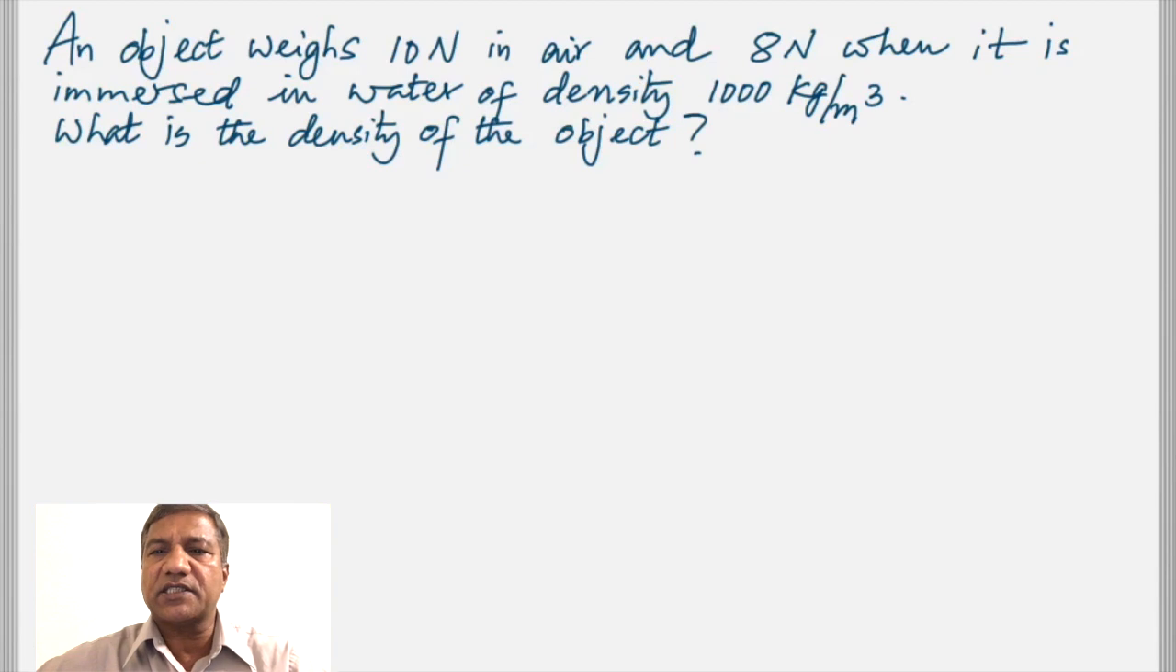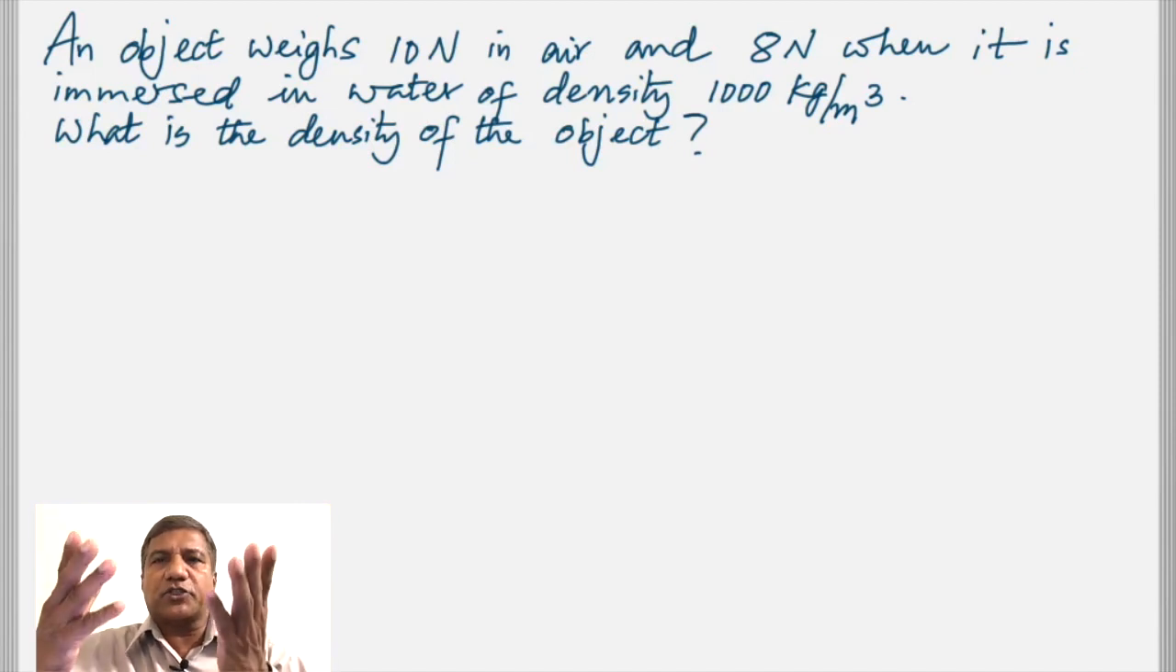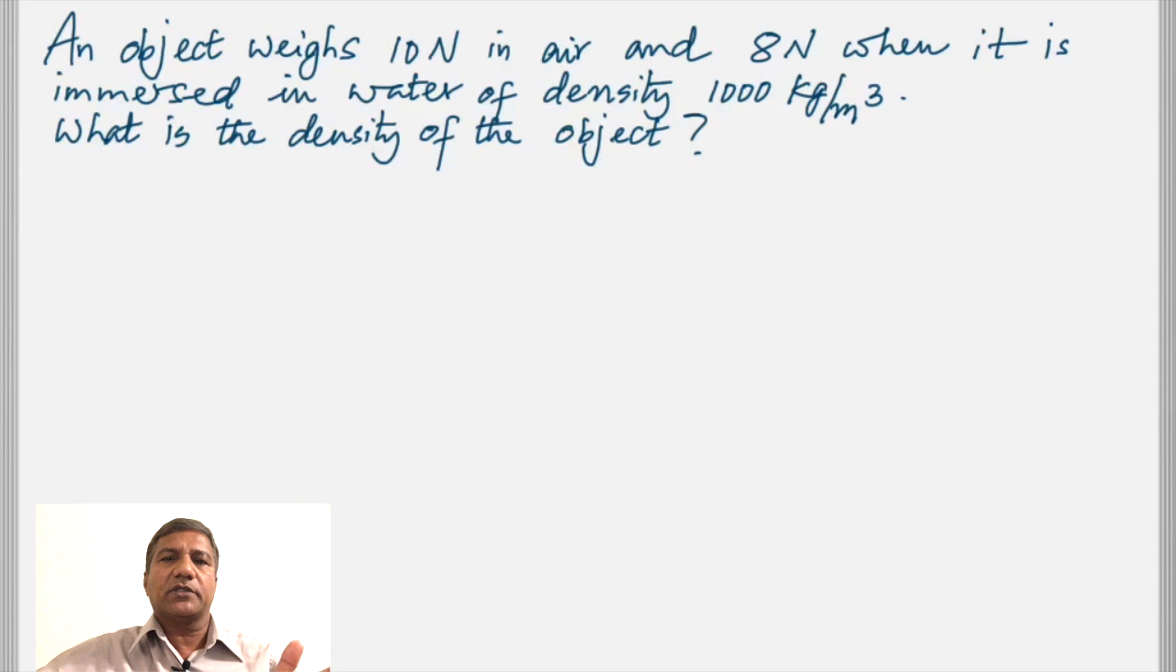Problem: an object weighs 10 newtons in air and 8 newtons when it is immersed in water, of density 1000 kilogram per meter cube. What is the density of the object? So we do know that whenever an object is immersed in a liquid, the liquid is going to push up, and that's called the buoyant force. And in this case, the buoyant force is 2 newtons, because in air it was 10 newtons and in water it is 8. So the difference is always the buoyant force.